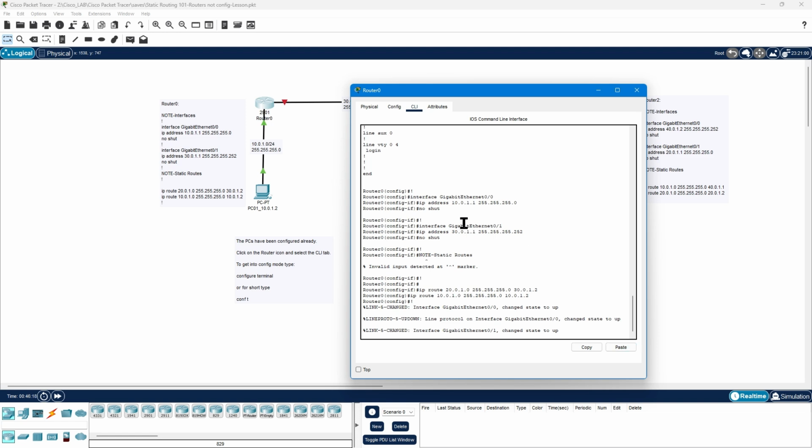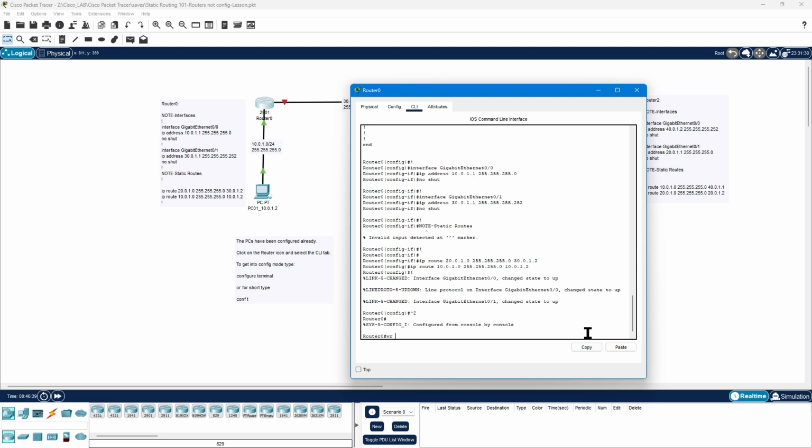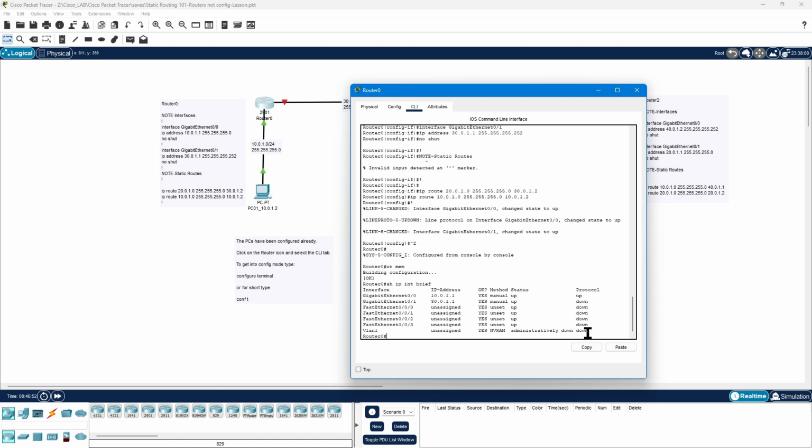And so they did. The first interface is the one facing the PC, and that's 10.0.1.1, and the next one is the interface facing the other router. So now they're up. And what we'll do is a Control Z and do a write mem to write the configuration, and we can do a show IP interface brief, and that shows the two interfaces that have now been configured.